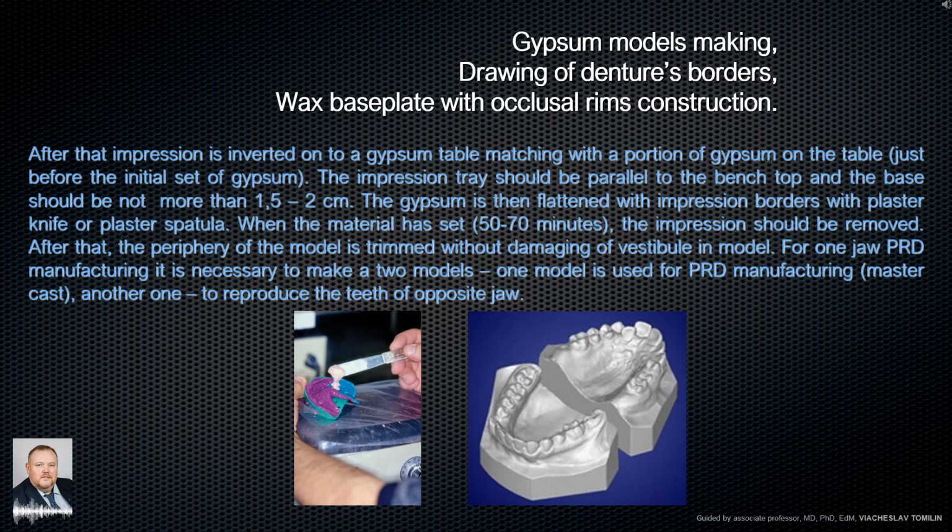When the material has set, 50 to 70 minutes, the impression should be removed. After that, the periphery of the model is trimmed without damaging the vestibule in the model. For one jaw partial removable laminar denture manufacturing, it is necessary to make 2 models. One model is used for partial removable laminar denture manufacturing, the master cast; another one, to reproduce the teeth of the opposite jaw.